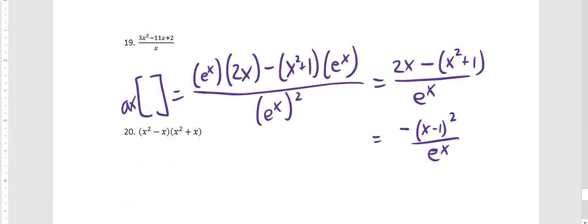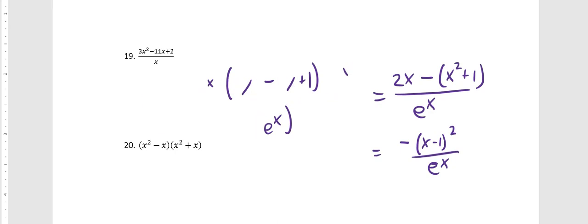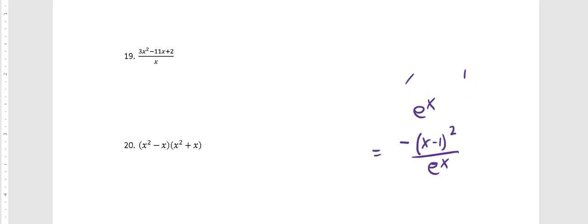Number 19. Do I need to erase it? Come on, get out of here, purple. Nope, I'll have to erase it. Number 19, I don't have to do quotient rule. I do have to erase. Not that I need that much space, because number 19 simplifies before I ever do derivative.